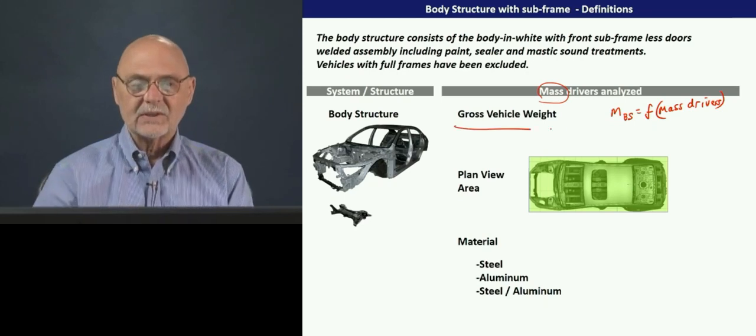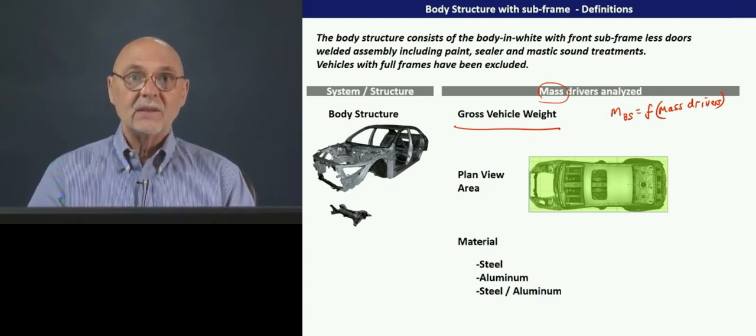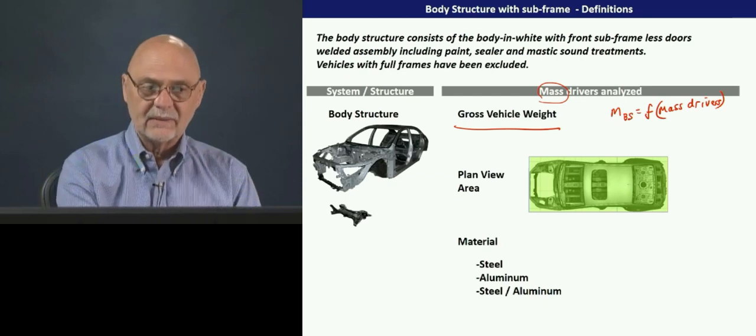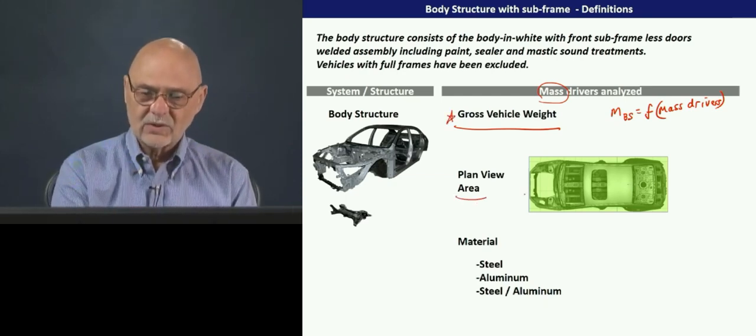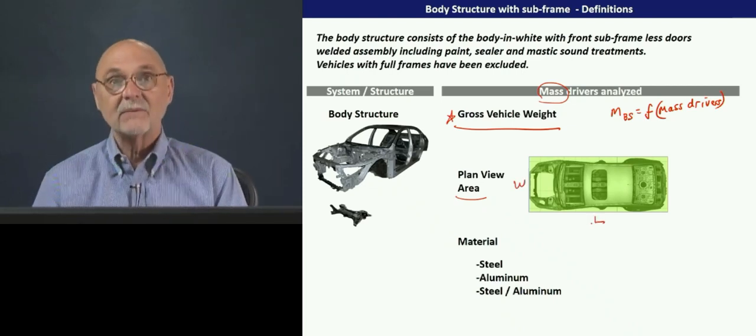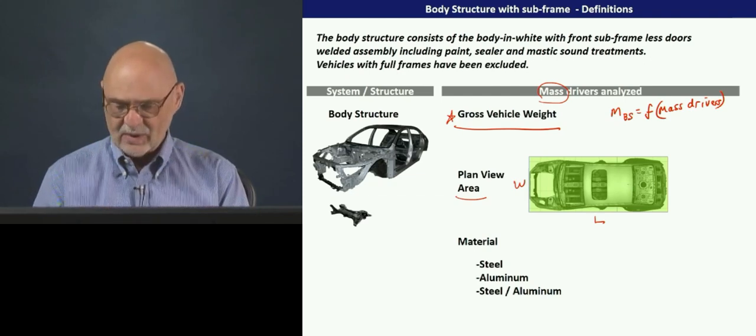Okay, so we can look at something like the gross weight of the vehicle. We can say, well, the higher the gross weight, the larger the inertial loads on the body structure. Therefore, the body structure will depend on this. There's a physical reason. Plan view area, we'll just take the width times the length as a plan view area, and it just makes sense that bigger cars' bodies would weigh more.